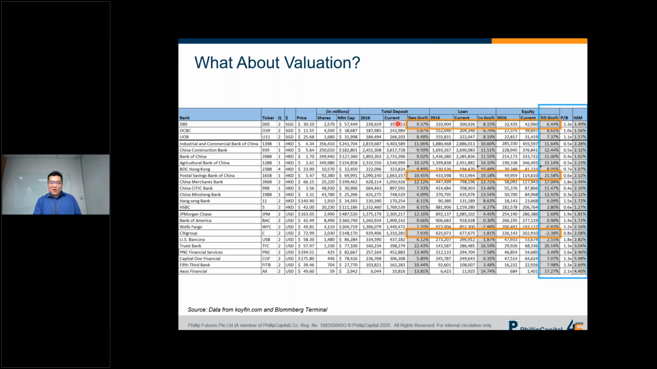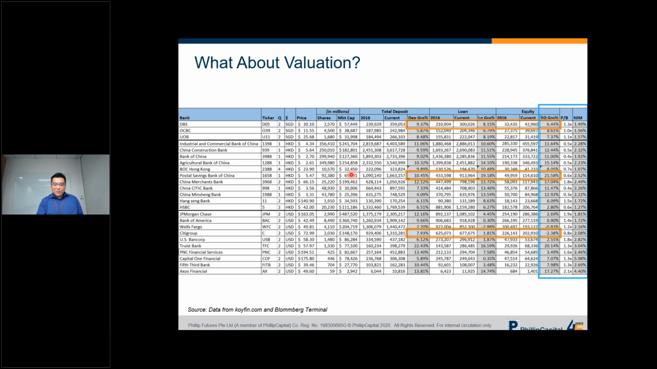Basically, you have a column here that shows you the total deposit growth for all the various banks. This is Singapore banks, Hong Kong, China banks, and the US banks. Take for example DBS: deposit growth annualized 9.3%, loan growth 8%. And then the equity, remember just now I mentioned equity meaning assets minus the liabilities. This is also known as the book value. So the book value growth is about 6%, which is quite close to the loan growth, right?